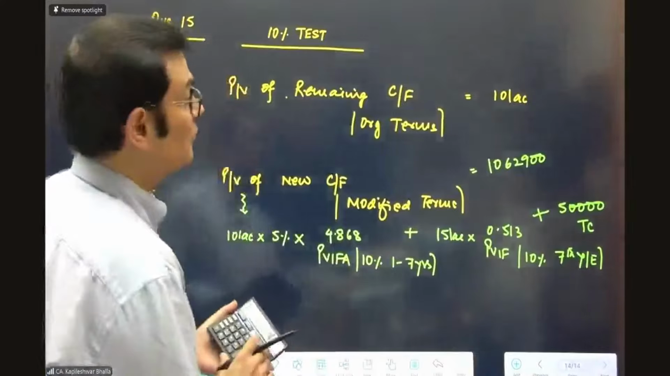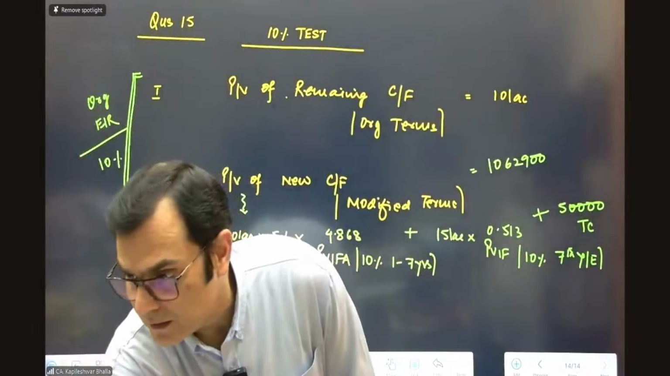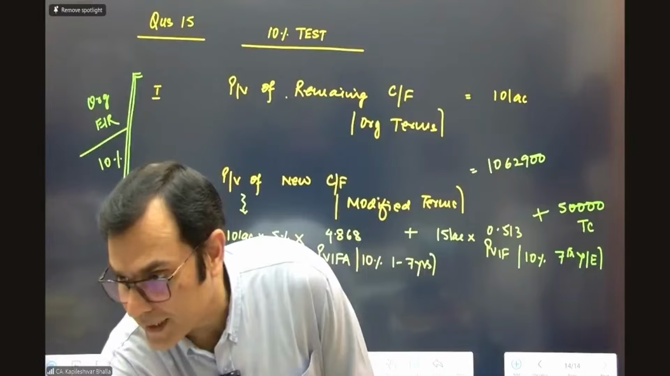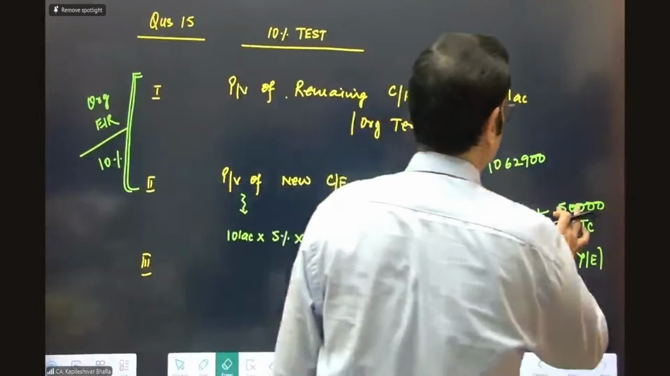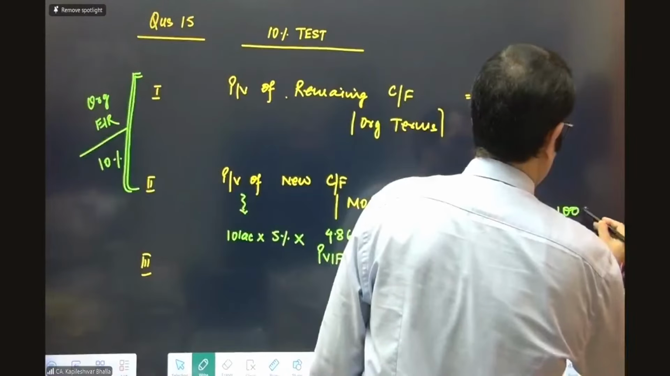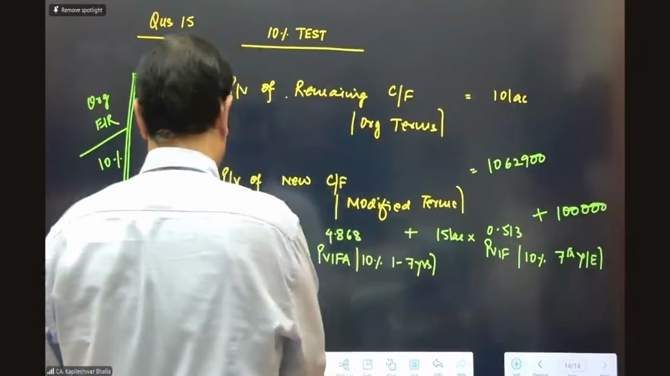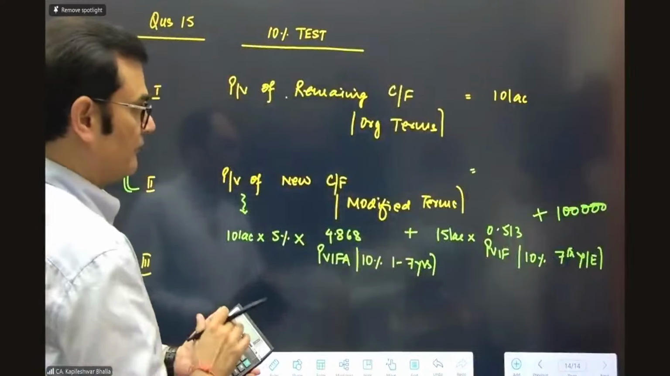Right. So this comes to 10,62,900. I think the transaction cost was 1 lakh. Sorry, the transaction cost is not 50,000. This is 1 lakh. So we can get the sum total of this. I hope the calculations are correct.